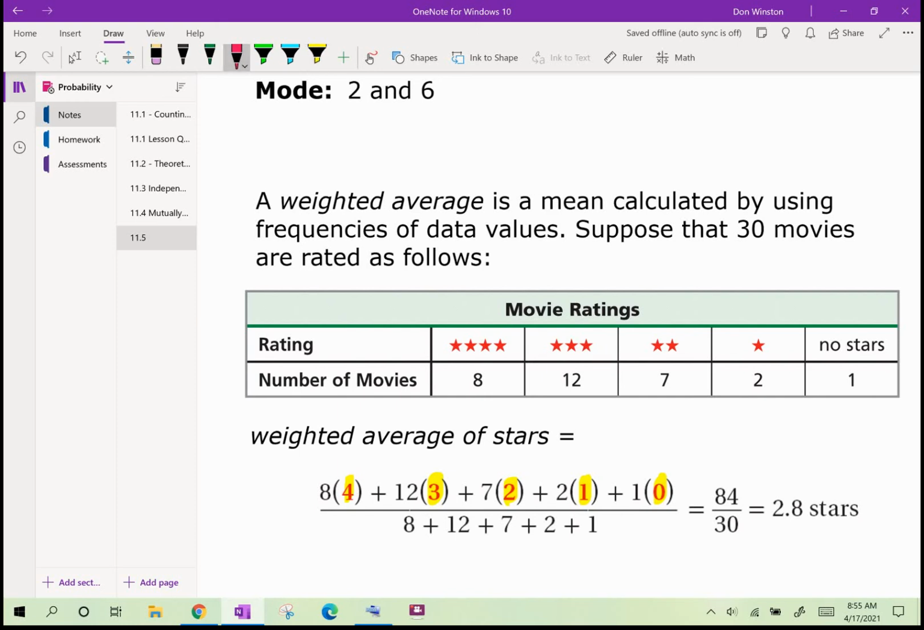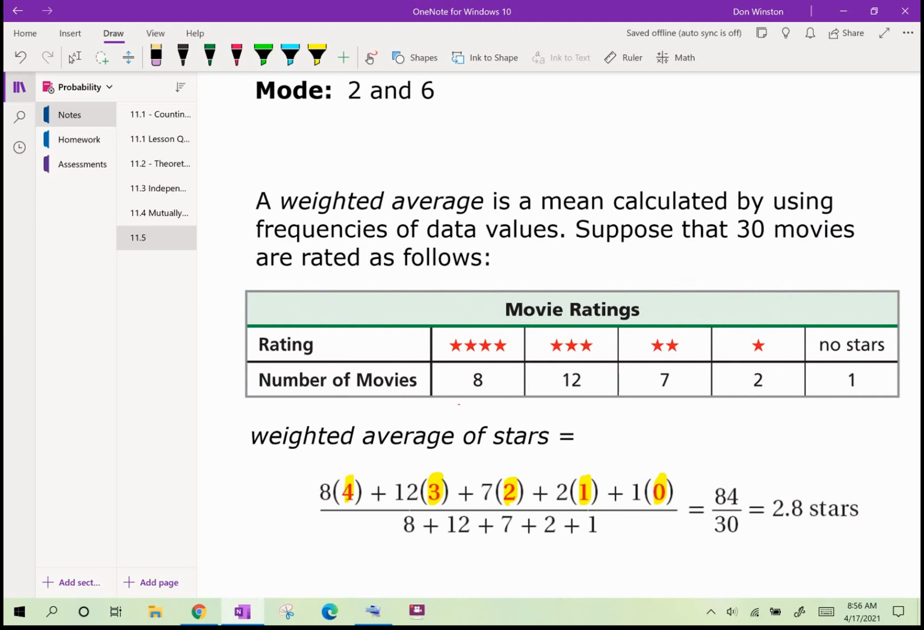You see, again, when I did the other average, what did I have? I had 10 divided by 5 equals 2. That would be wrong. The weighted average was 2.8 stars. Not 2, and why? Well, because we had a lot of movies that had 4 and 3 star ratings. So, weighted average.